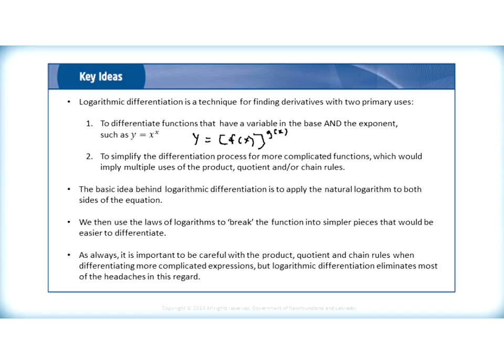To simplify the differentiation process, we can also use logarithmic differentiation. We have a relatively complicated function, which would imply multiple uses of product, quotient, chain rules, of course. The basic idea is to apply the log to both sides, simplify the equation, and use your laws of logarithms to break it apart, in other words, and make it easier to differentiate. But as always, it is important to be very careful with your product, quotient, and chain rules when differentiating more complicated expressions. But the good thing about log differentiation is it eliminates most of the headaches that come along with that stuff. So in that regard, certainly makes your lives a lot easier.